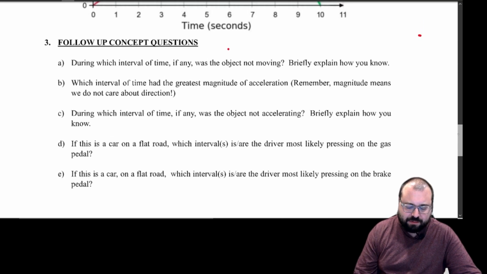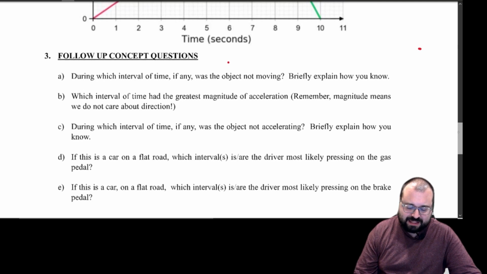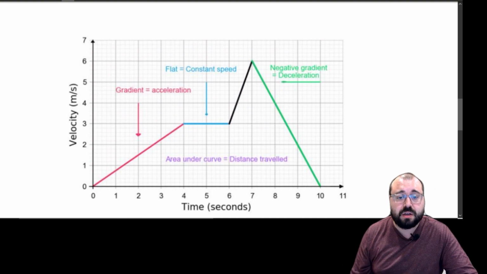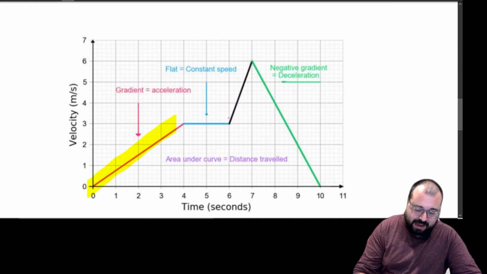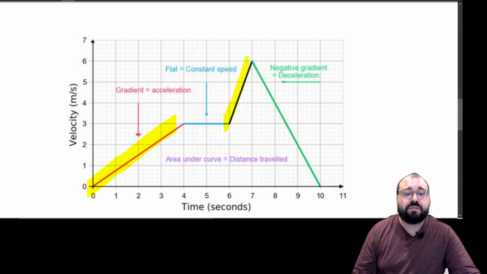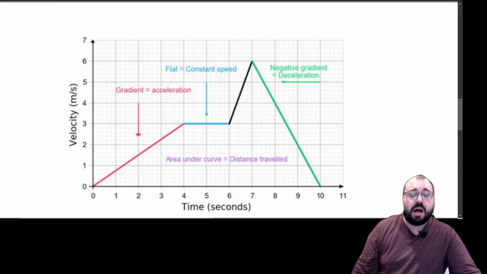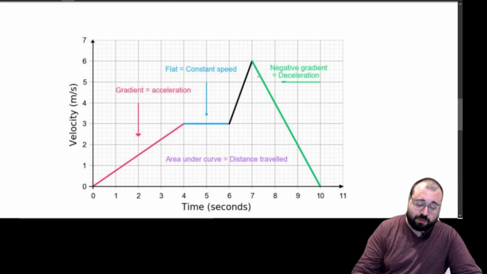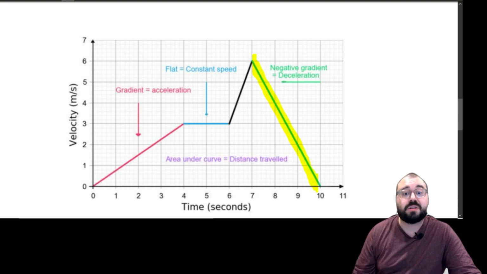If this car was on a flat road, which intervals is the driver most likely pressing on the gas pedal? So when you press on the gas pedal of a car, what happens? Your velocity increases. So that would be like from here to here and from here to here. In both of those segments, we're increasing our velocity. And the next question is, where would we likely be pressing on the brake pedal if we were on a level road? And that would probably be here, because when you press on the brake, traditionally cars tend to slow down.